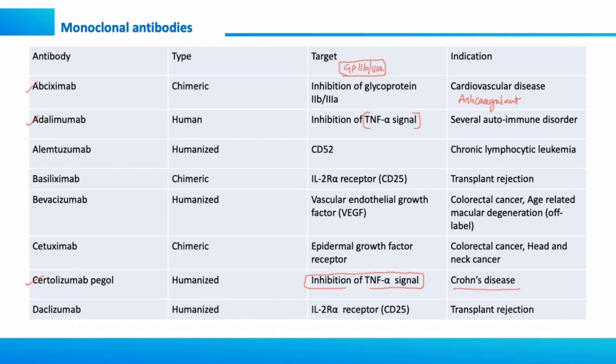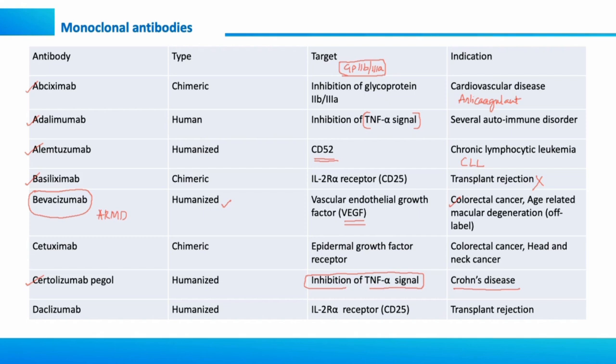Let me go back to the alphabetic form. Alemtuzumab, very important. It is used in CLL, chronic lymphocytic leukemia, and the target is CD52. Next is basiliximab, IL-2 R alpha receptor, transplant rejection, not important. This is more important. They are asking in the exam. What is the mechanism of action of bevacizumab? It is a humanized form, and very important is it is a vascular endothelial growth factor inhibitor. So it is used in cancers, colorectal cancer, and very important is ARMD, that is age-related macular degeneration, which is an ophthalmological condition.